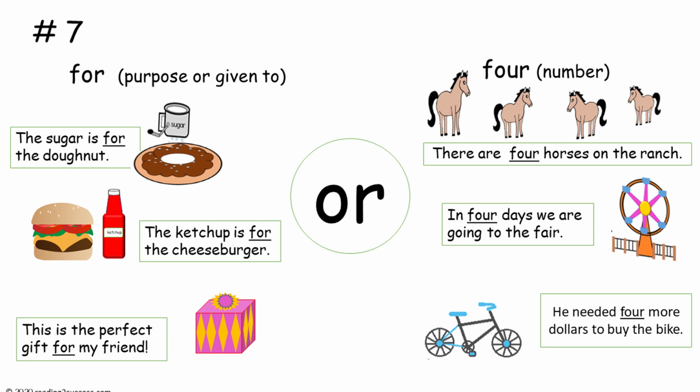Now let's go to the number 4, meaning 1, 2, 3, 4. There are four horses on the ranch. In four days, we are going to the fair. And he needed four dollars more to buy the bike.